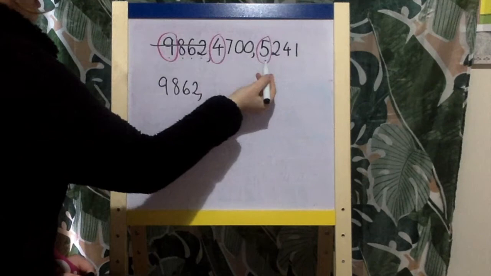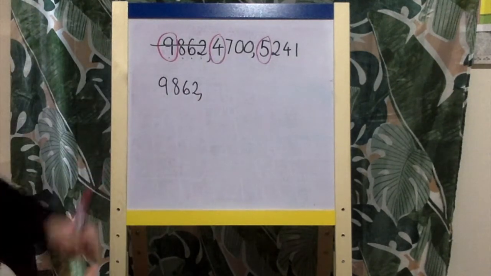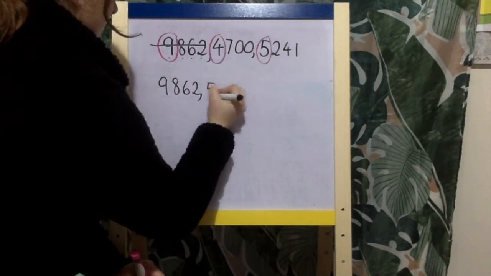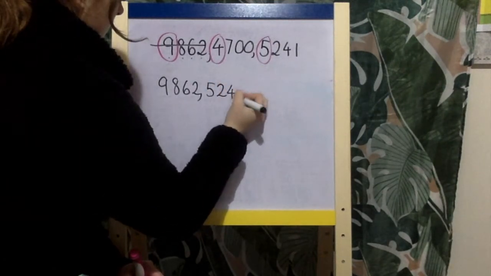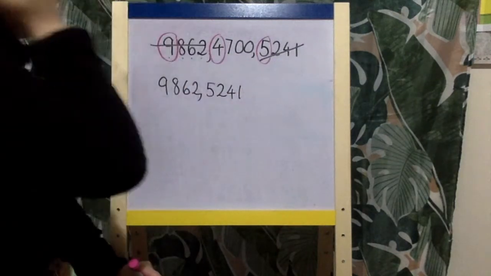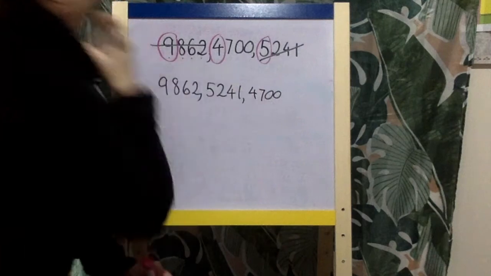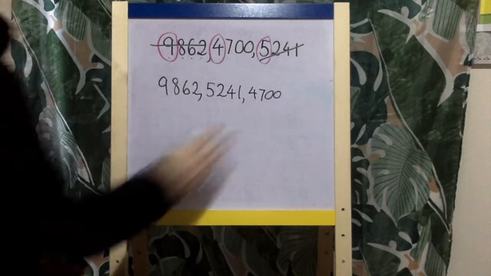What's next? We've got a 4 and a 5. Which number is bigger? 5. So we can clearly see that that's bigger. And our last number is 4,700. We've done it from biggest to smallest.